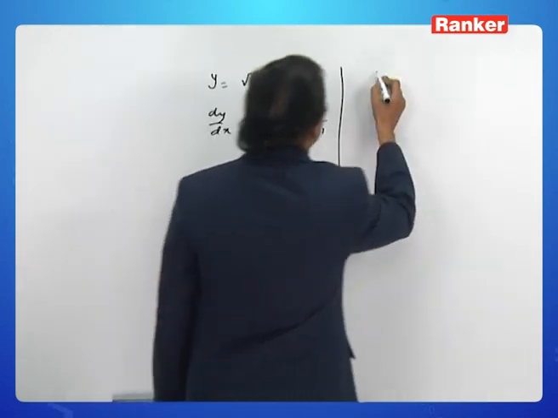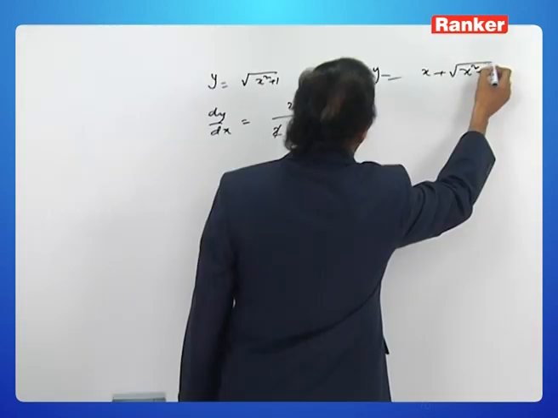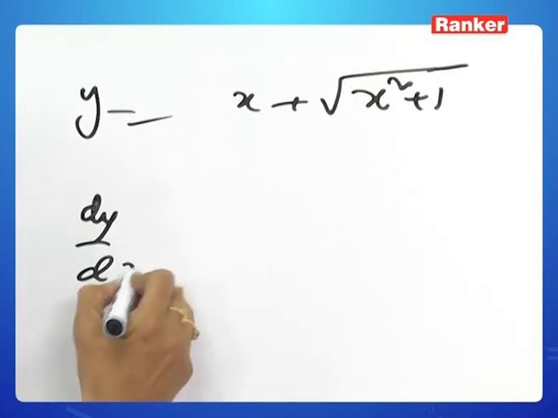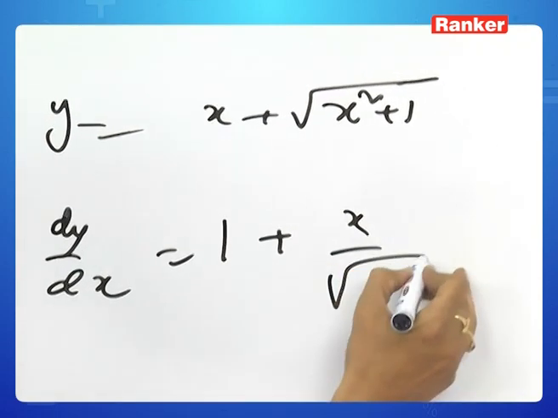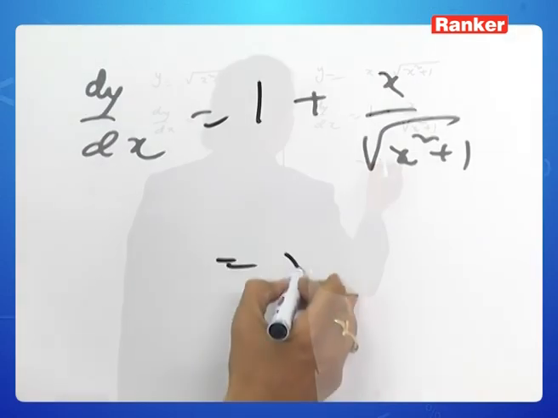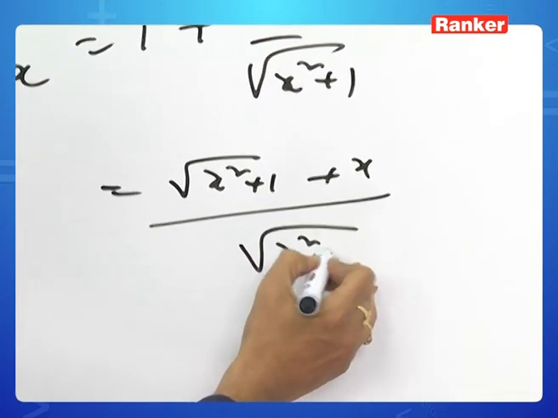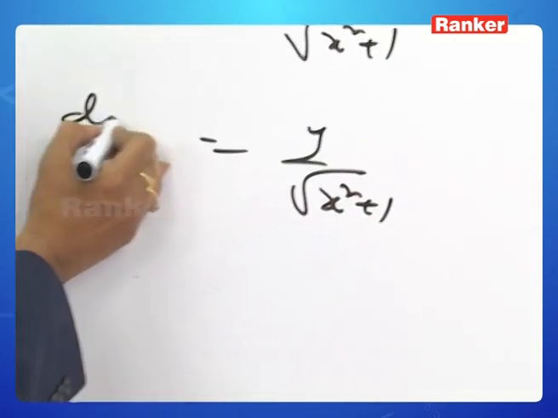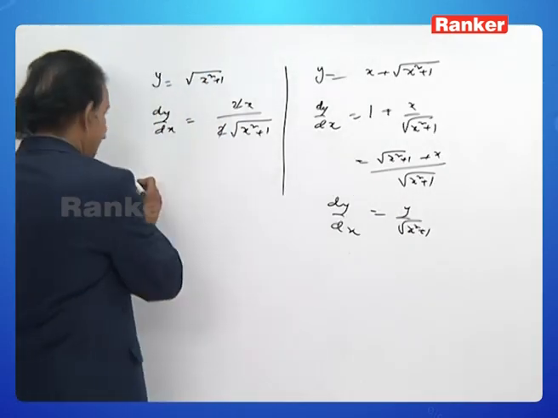Again, observe one more function, y is equal to x plus root of x square plus 1. What will be the derivative? dy by dx is therefore equal to derivative of x is 1 plus derivative of root of x square plus 1 is x by root x square plus 1 as before. Hence, it is (root of x square plus 1 plus x) by root of x square plus 1. Hence, it is just nothing but y by root x square plus 1. This is what we get for dy by dx.